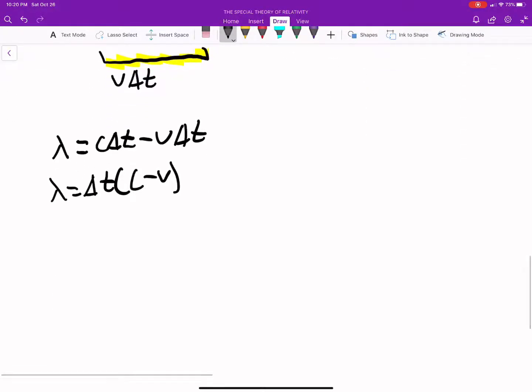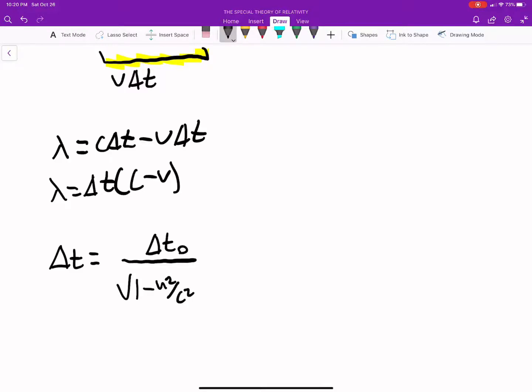Now also let's remember our equation with time. Delta t equals delta t naught all over the square root of 1 minus u squared over c squared.